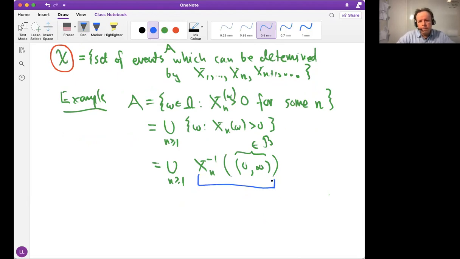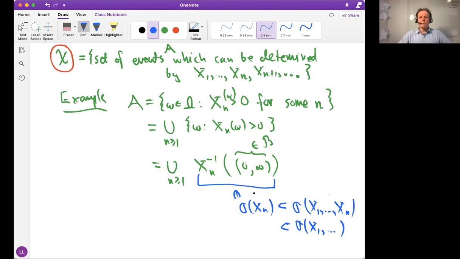That's why this one belongs to sigma Xn, and that's why it also belongs to sigma X1 up to Xn, and that's why it also belongs to the full sigma algebra. So each of these belongs to the full sigma algebra X, and we get a union of events in X. So then we conclude that A belongs to X as well.